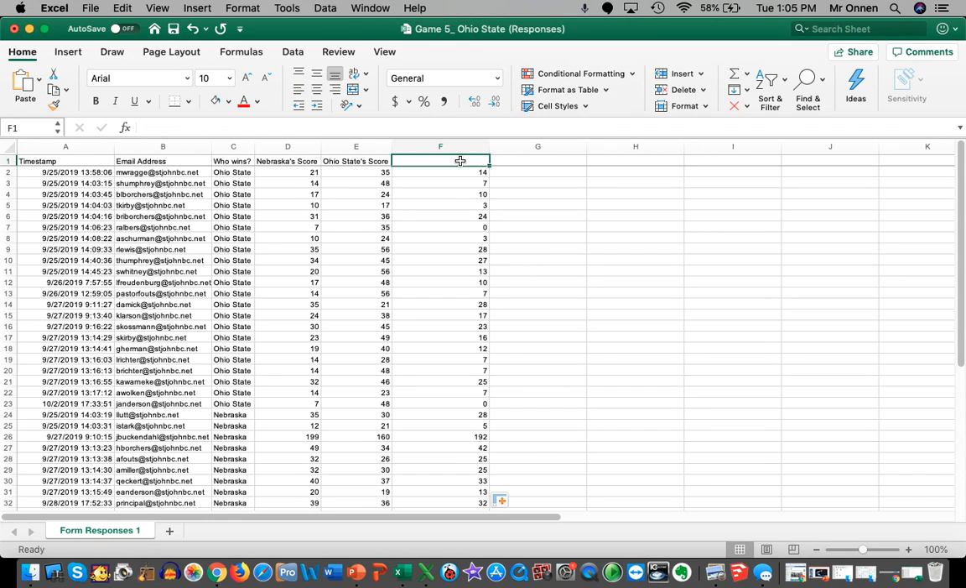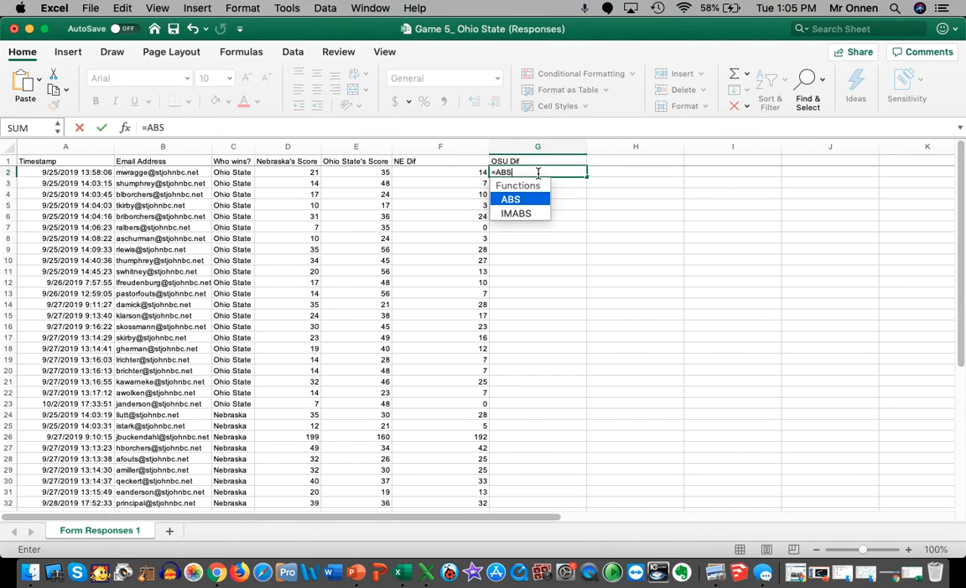Thanks, Righteous. Put my title in, so the NE diff, and then I'm going to put the OSU diff, and they scored a whopping 48 points. So we're going to put equals ABS, parentheses, 35 minus 48, close parentheses, and 13 points difference off there.